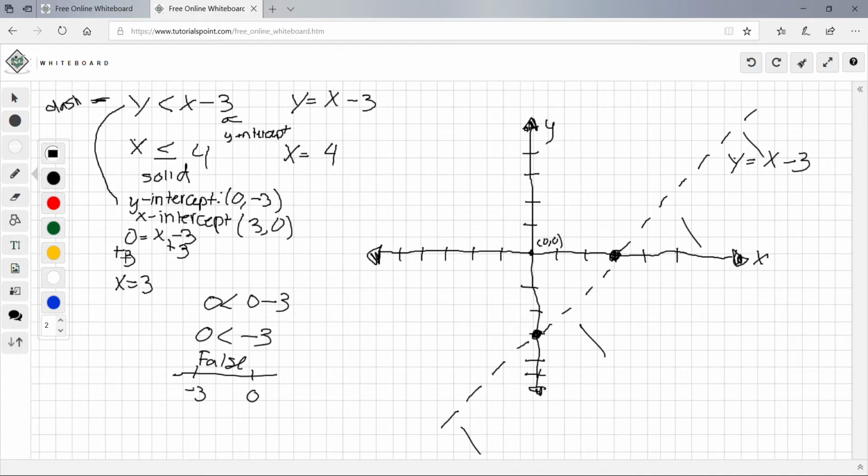Now let's graph this part. x is less than or equal to 4, so it's right here. 2, 3, 4, and we said this is solid, right? Because it's equal.